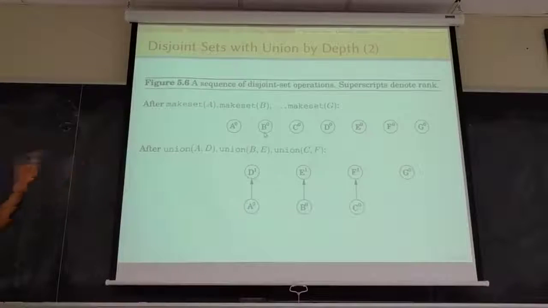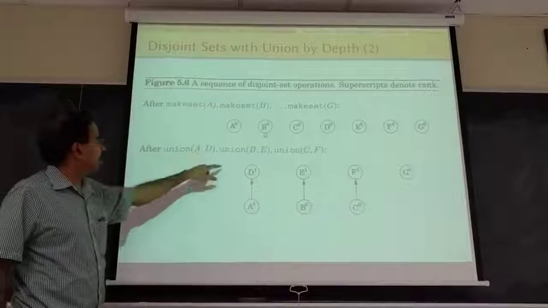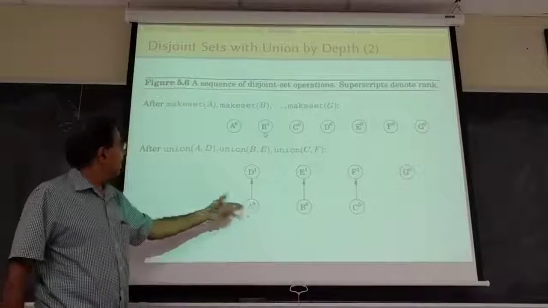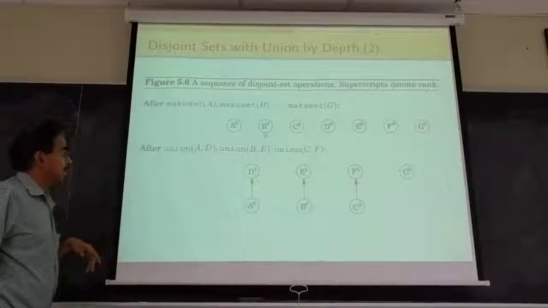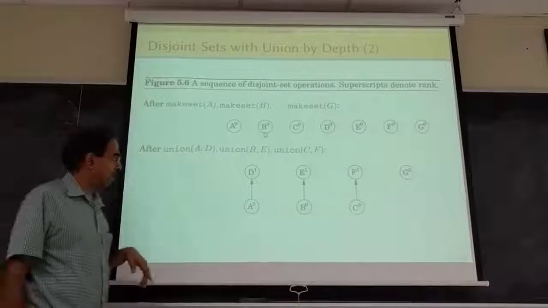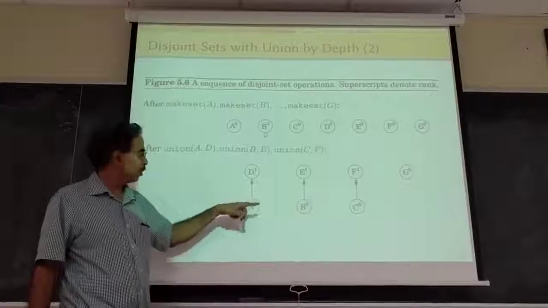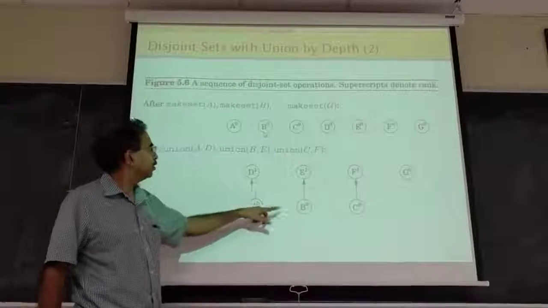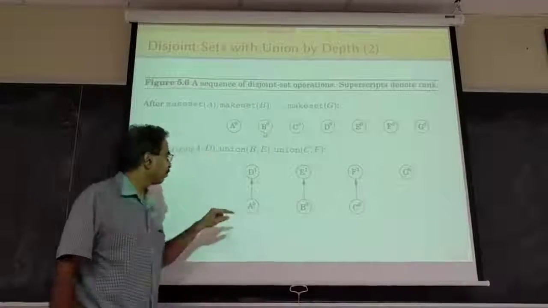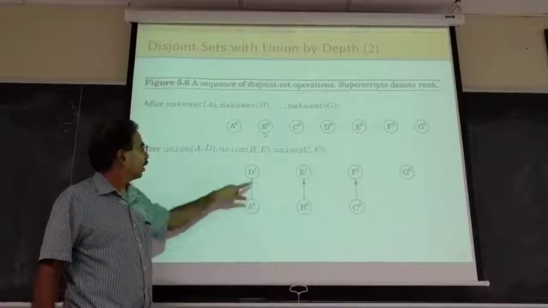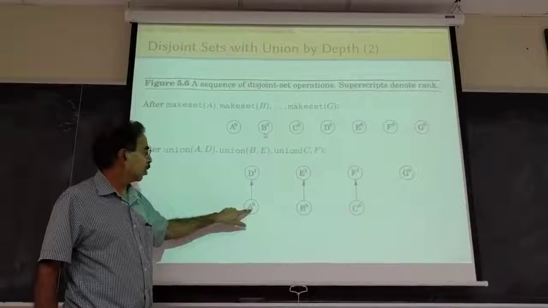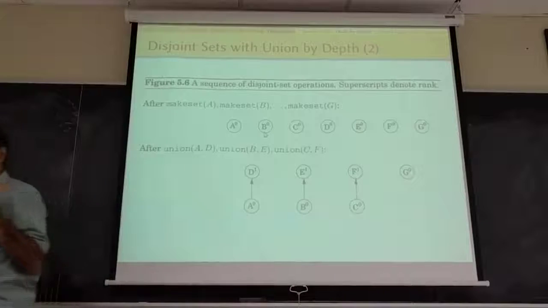Then let's say you do these 3 unions: union AD, BE, and CF. Because they have the same rank of 0, it doesn't matter which one we make the parent of the other, right? So we make A point to D, B point to E, and C point to F, and now the rank of these has increased, right? It's no longer 0, it's become 1.